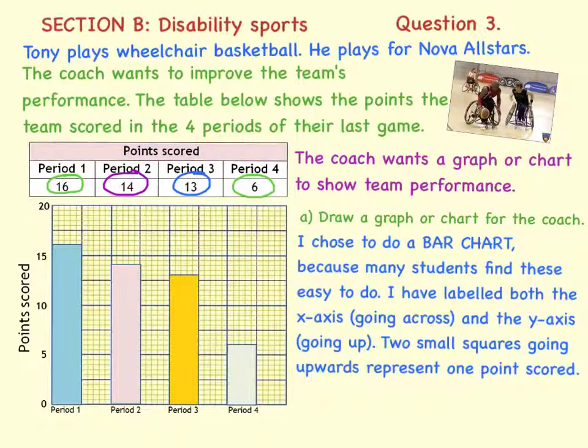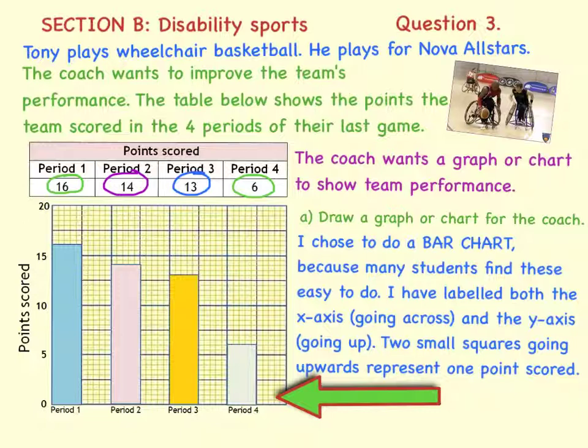The coach wants a graph or chart to show team performance. Part A of this question, draw a graph or a chart for the coach. I chose to do a bar chart, and this is what a bar chart looks like. Many students find bar charts easy to do, and I think when you're asked to do something in the exam and you have a choice, then you should do what you find easiest to do.